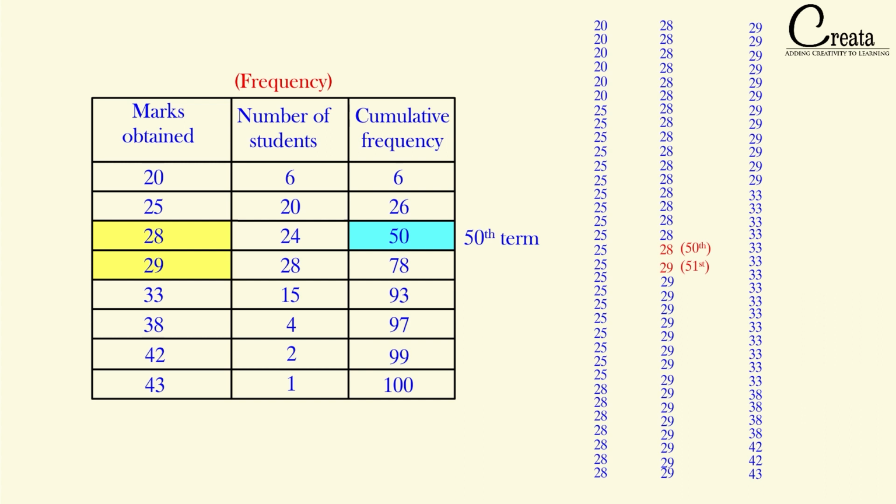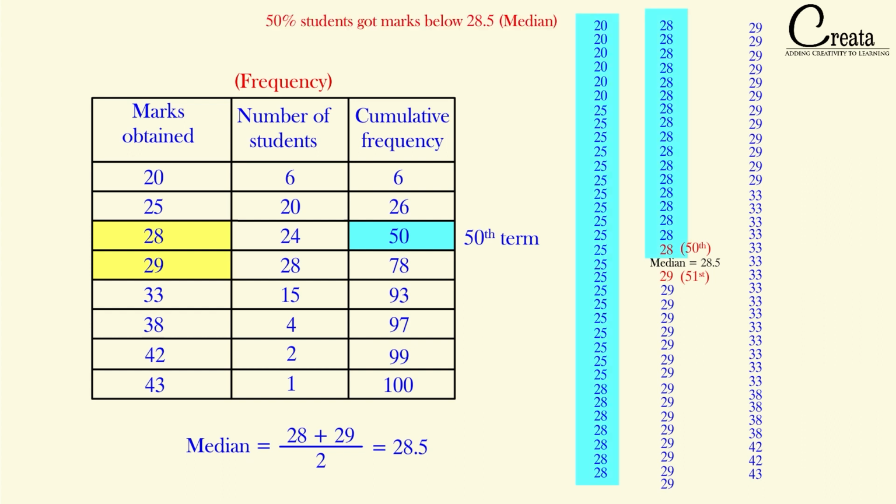So in this way, you got the 50th and 51st term as 28 and 29. And what will be the median? It is the average of these two numbers, that is 28 plus 29 upon 2, which is 28.5. Got it? The median marks of 28.5 convey the information that about 50% of the students obtain marks less than 28.5, and another 50% of students obtain marks more than 28.5.